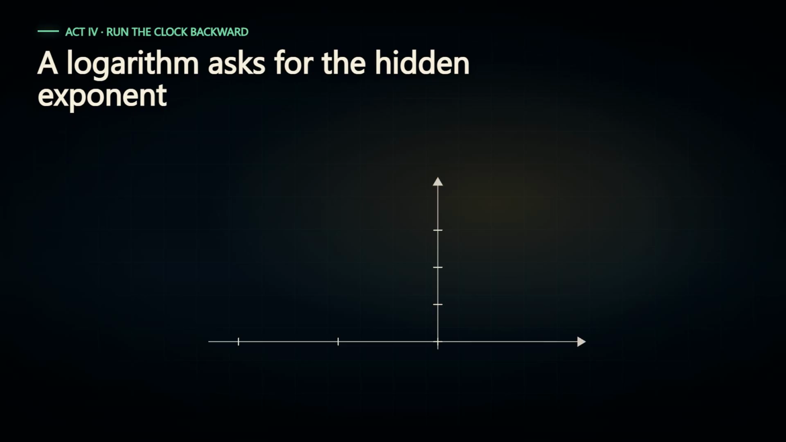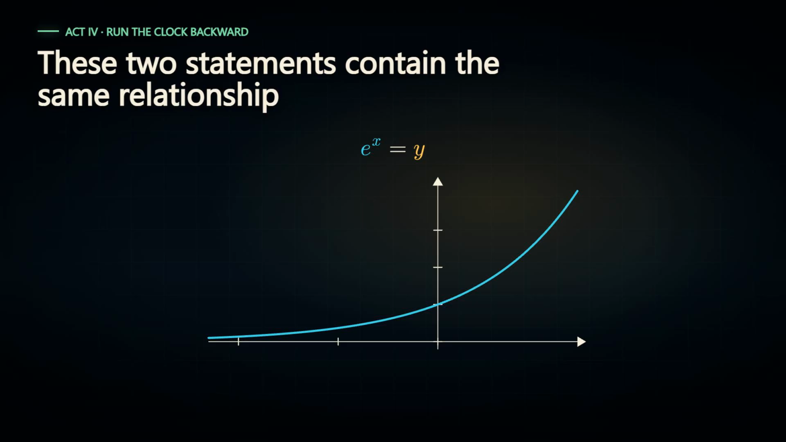The exponential moves forward. Give it a time, and it returns an amount. Our detector asks the reverse question. We know the amount and need the hidden time. A logarithm is the operation that reads an exponent backward. The statement b to the x equals y and the statement log base b of y equals x contain exactly the same relationship. One asks for the output, the other asks for the exponent. For base e, we write natural log, or ln. Exponentials and logarithms undo each other.